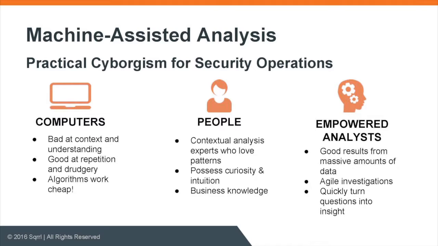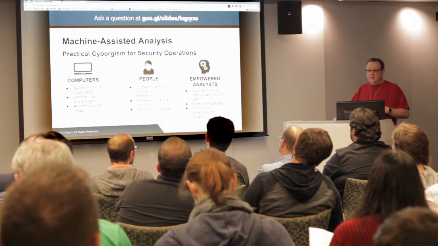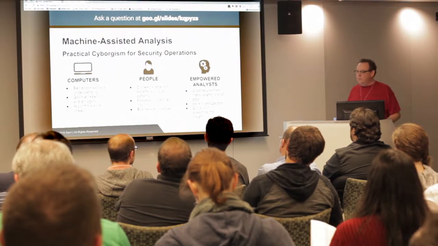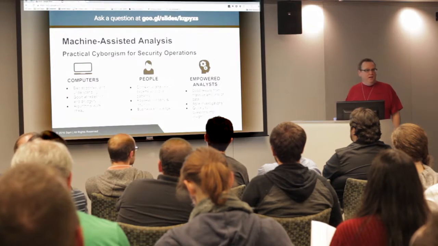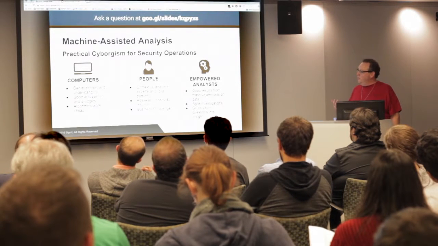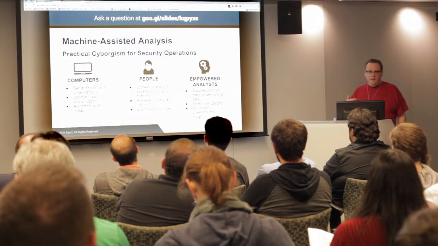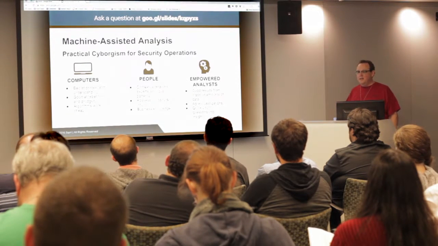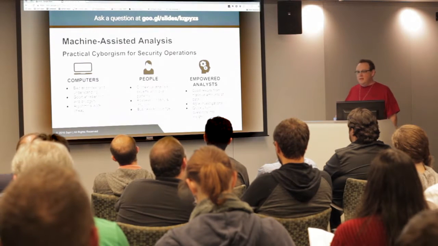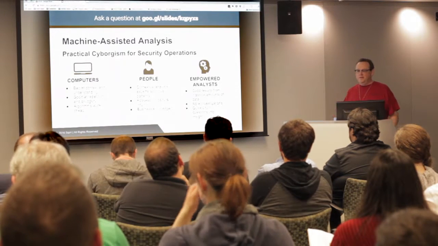Computers are really good at some things, and humans are really good at others. This is almost cliche, right? Computers are good at repetition tasks, large-scale tasks, doing the same thing 100,000 or a million times. They do it quickly. The algorithms work cheap. You don't pay them, they don't take vacation. But they are terrible at the things that we're good at, which is context and understanding. Humans are so good at finding patterns in data that we are even a little bit too sensitive and we find Elvis on toast, where that pattern does not actually exist.